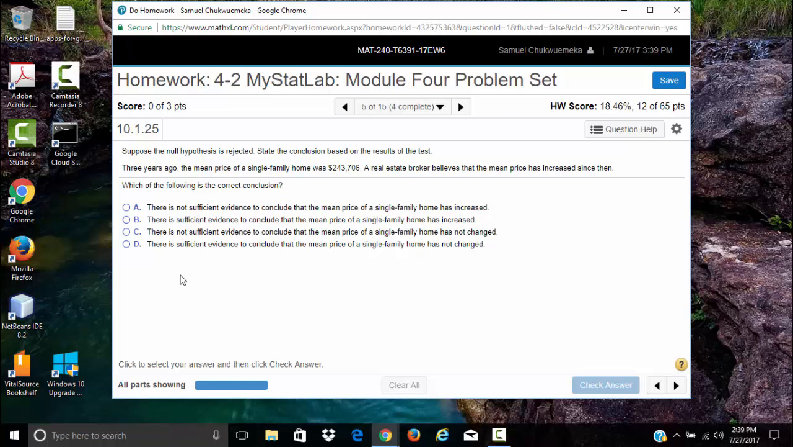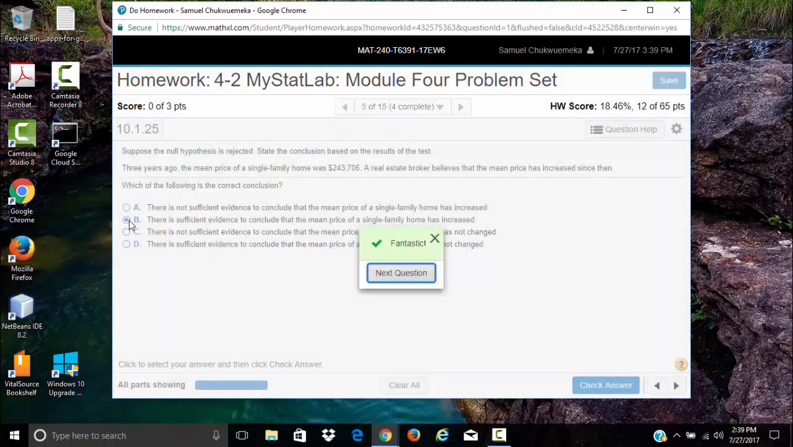There is sufficient evidence to conclude that the mean price of the single family home has increased. And that is sufficient evidence to accept the alternative, which is that it's increased. D, there is sufficient evidence to conclude that the mean price of the single family home has not changed. It's not going to be D, because you're rejecting the null. So there is sufficient evidence to support that rejection of the null, which means there is sufficient evidence to accept the alternative, which is that the mean price has increased. And that is B. Okay?